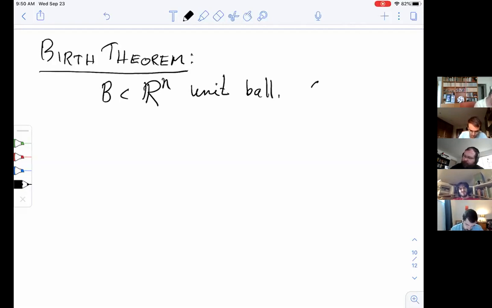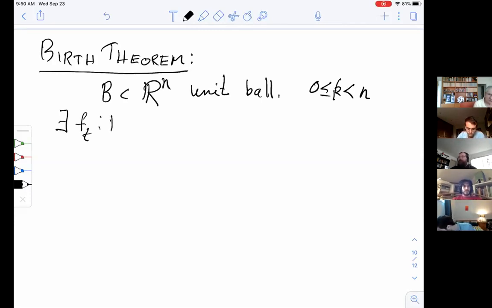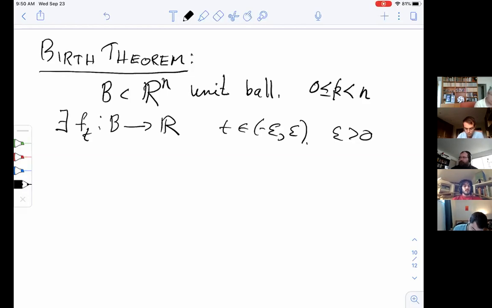And some integer k between 0 and n. That k is going to be the index, and k and k plus 1 are going to be the indices of the critical points that I create. All right. Then there exists a family f_t of real valued functions on the ball, where t is parameterized by some interval minus epsilon to epsilon. Epsilon's going to be a small positive number. I'm not going to say too much about that. They have the following properties.